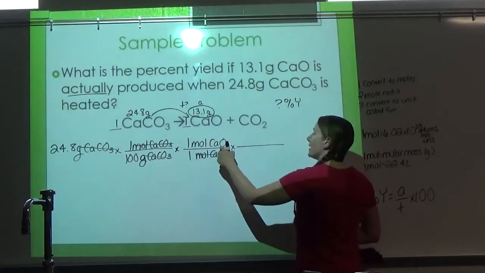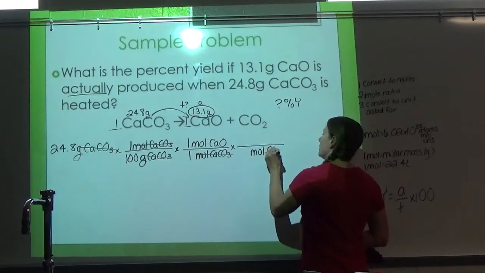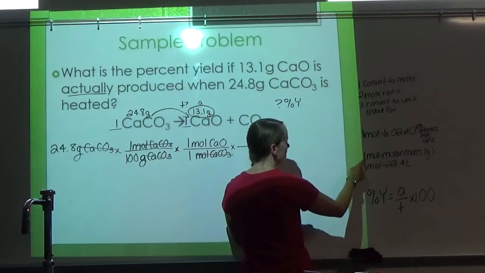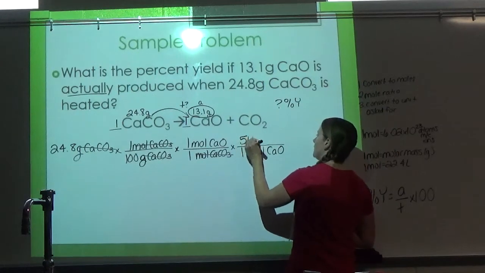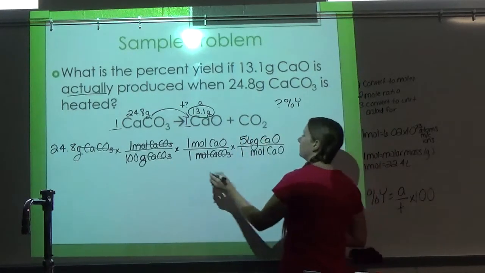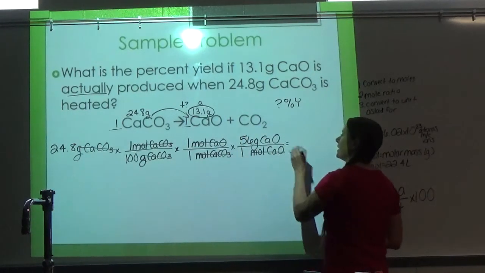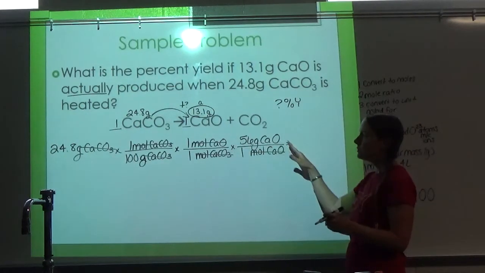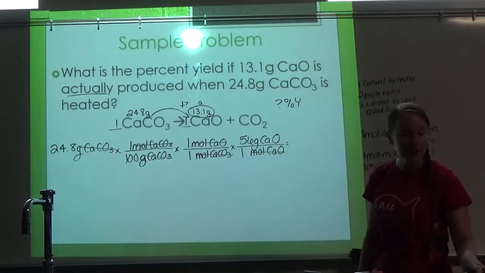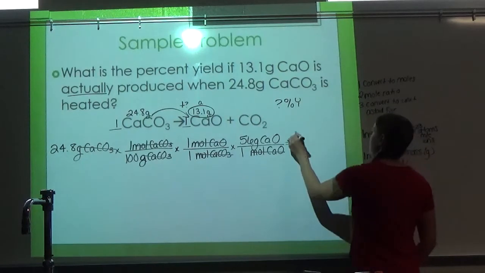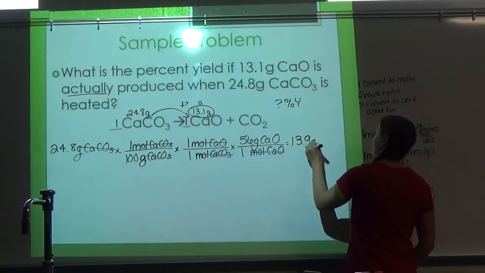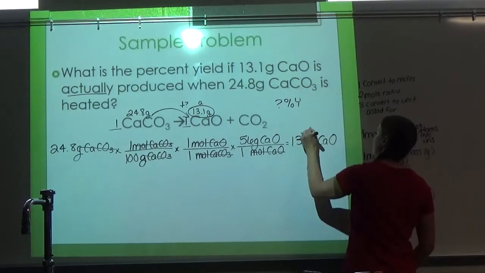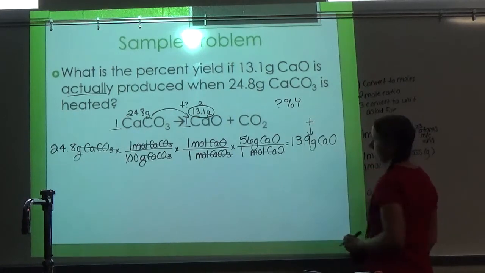Alright, so I follow my golden rule and put mole of CaO on bottom. Remember, molar mass always equals 1 mole. And my 56 grams on top. So my moles of CaO cancel, and then I multiply across the top and divide across the bottom. And when I do that, I get 13.9 grams of CaO. So this right here is my theoretical.